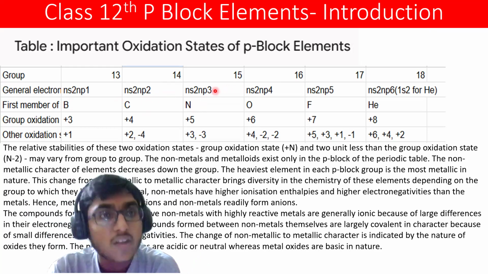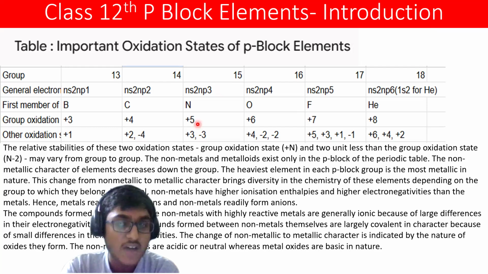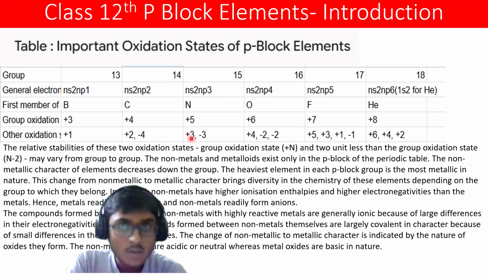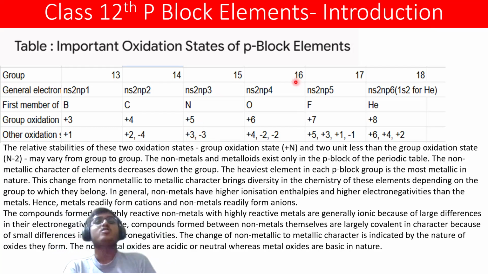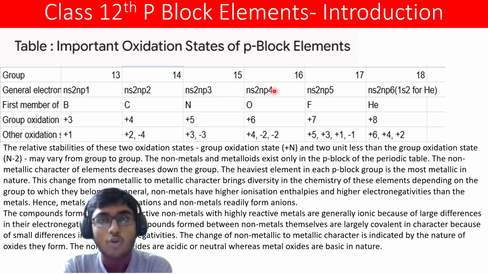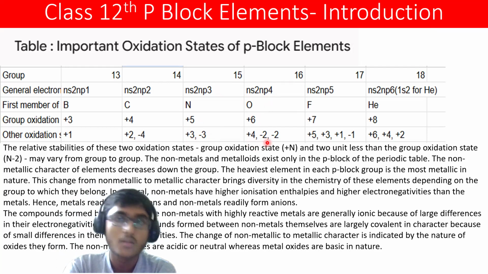For group 15, we have ns2np3. The first member of this is N, and its group oxidation state is +5. And other oxidation states we can see are +3 and -3. For group 16, which is the oxygen family, the general electronic configuration is ns2np4. The first member of the group is oxygen, which has group oxidation state +6, and other oxidation states +4, -2, and +2.